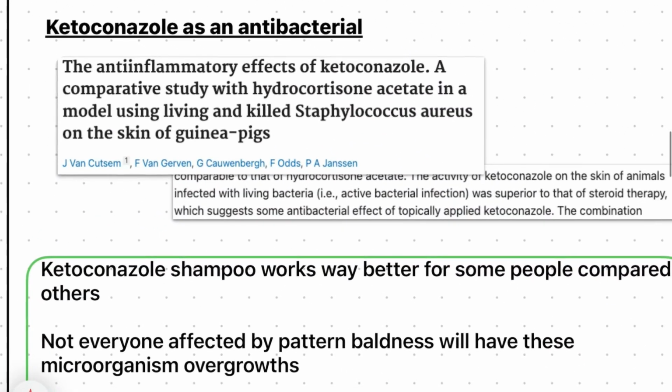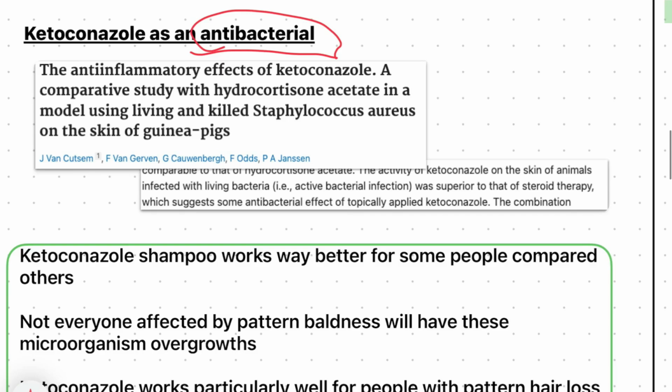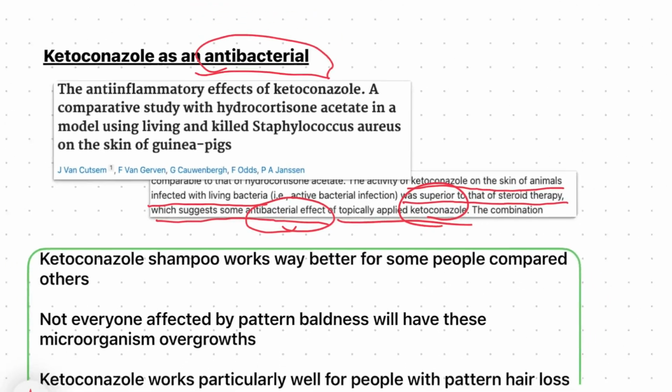Some reports also suggest that ketoconazole can be antibacterial, making it behave as a broad spectrum antimicrobial. And so here we can see that ketoconazole on the skin of animals infected with living bacteria was superior to that of steroid therapy, which suggests some antibacterial effect of topically applied ketoconazole.